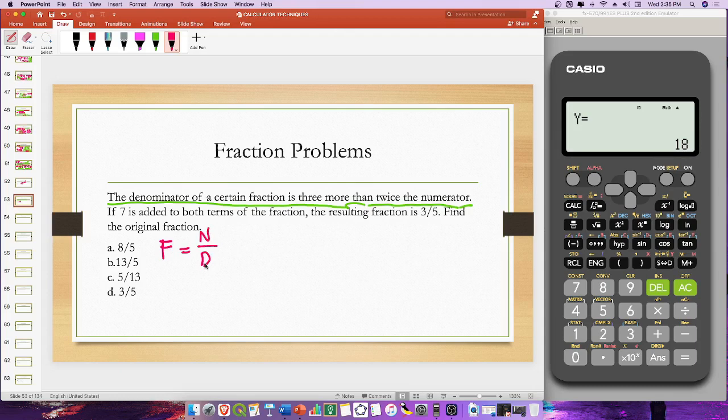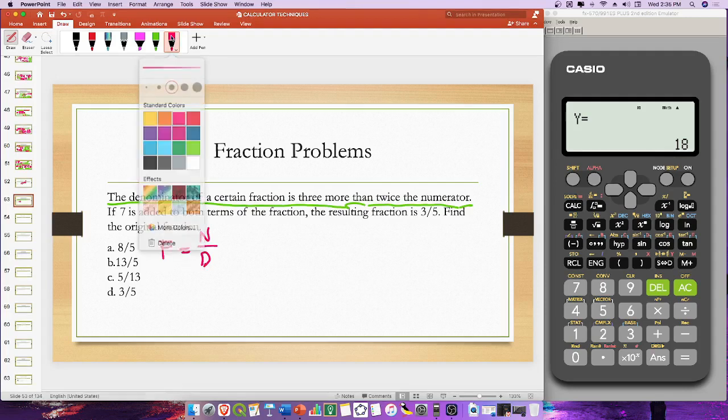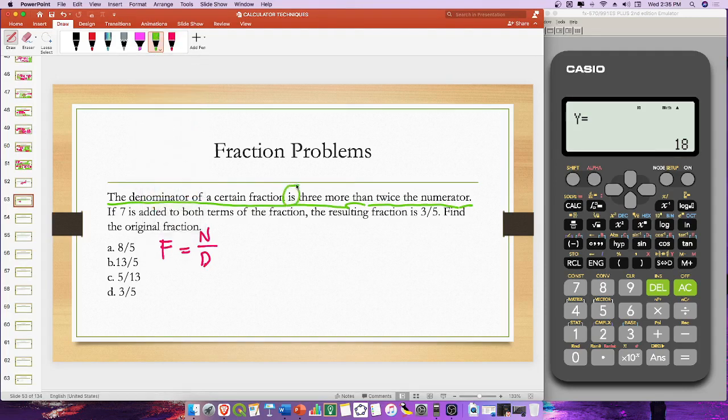According to the first statement, the denominator, that's d, of a certain fraction, take note of the word "is". According to this, I will write the mathematical equation. The denominator, that's d, is 3 more than twice the numerator. Is that okay with you? That's my first equation.